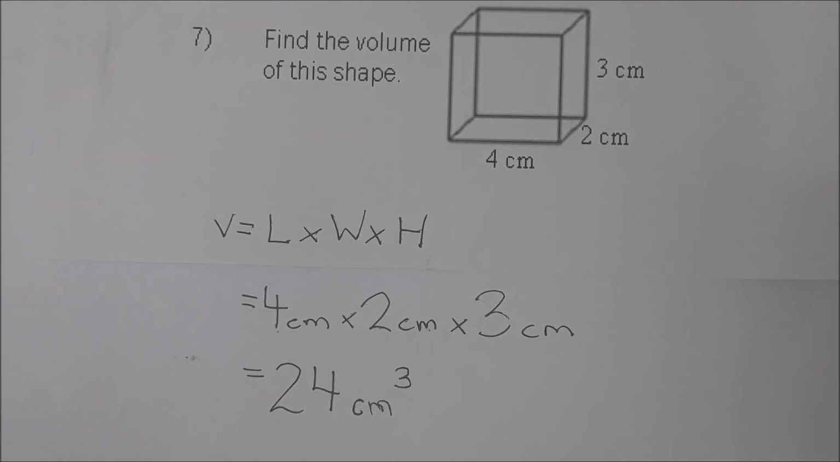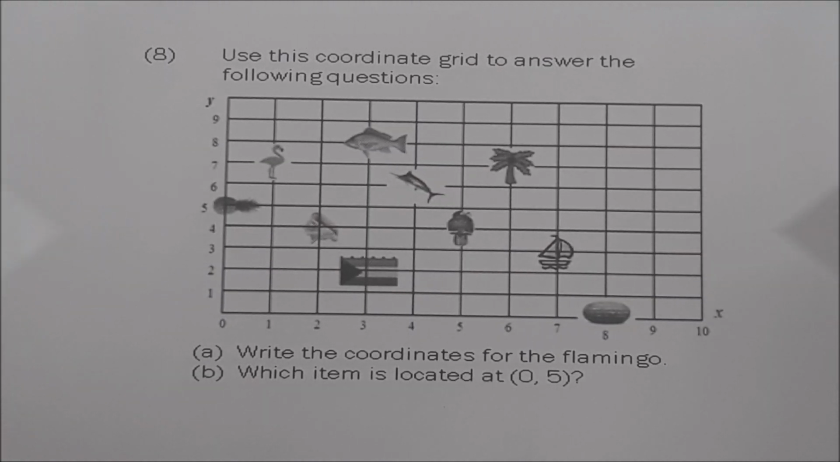And you know why we put cubic centimeters or centimeters to the power 3? Because you multiplied it 3 times. 4 centimeters times 2 centimeters times 3 centimeters. The numbers 4 times 2 times 3 is 24, and the centimeters, centimeter times centimeter times centimeter, is centimeter cube. Very good. Let's move on.